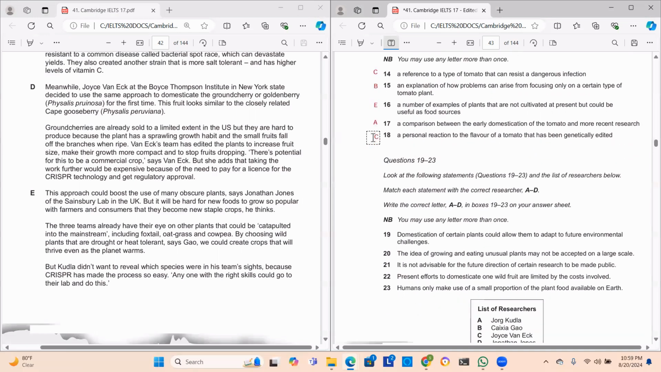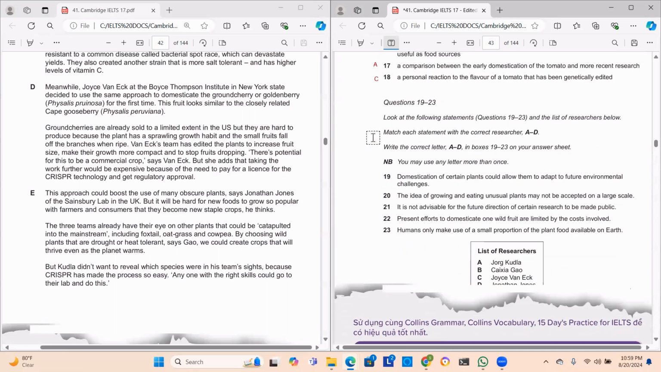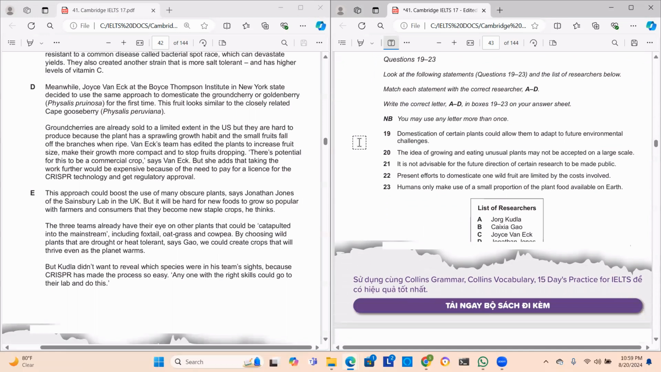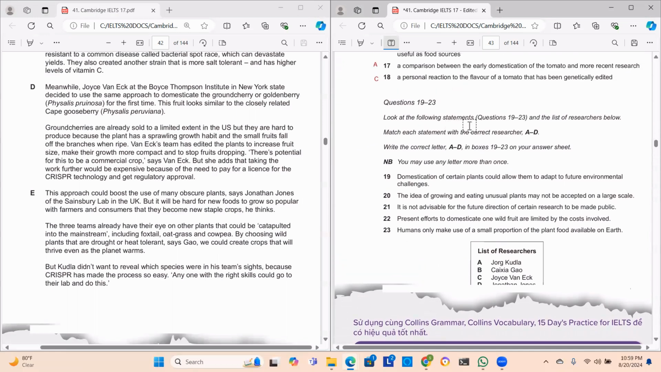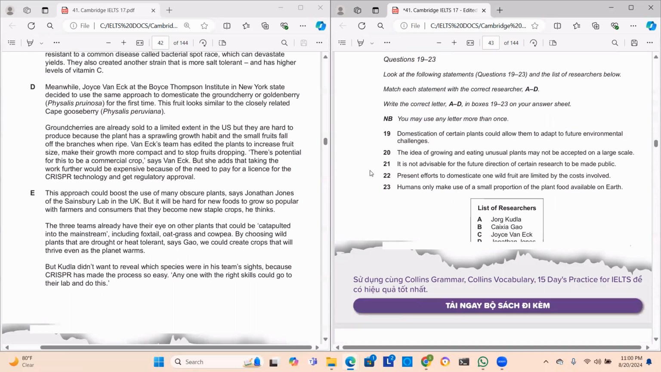Right, guys. So let's move to the next matching section. Since we have read all the paragraphs, we will get a good idea about all the matching sections. So let's see what happens. This is about authors who said what. Look at the following statements and list the researchers below. Write the correct letter in the boxes. You may use any letter more than once. So obviously you have one more hint, any one letter is going to repeat itself. This is a hint for you guys, so you need to make use of that.